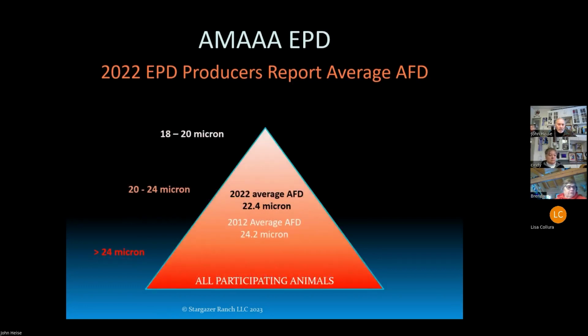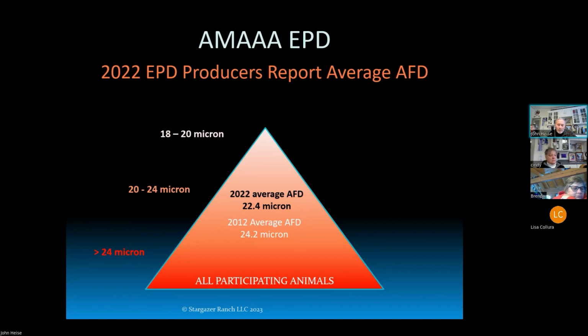Now in 2022, we've got a larger population of animals, and our average fiber diameter is 22.4. Keep in mind that the average is slow to move because all these animals at the bottom in the orange, which are 24 micron and above, are still in the program. So it's only the new ones coming in, the lighter color at the top, that are breeding for those finer animals and moving that up.